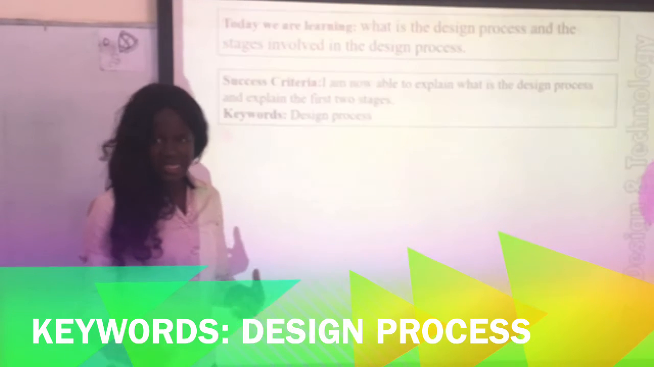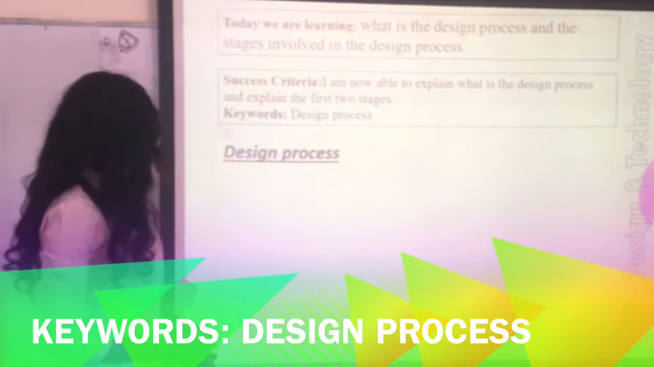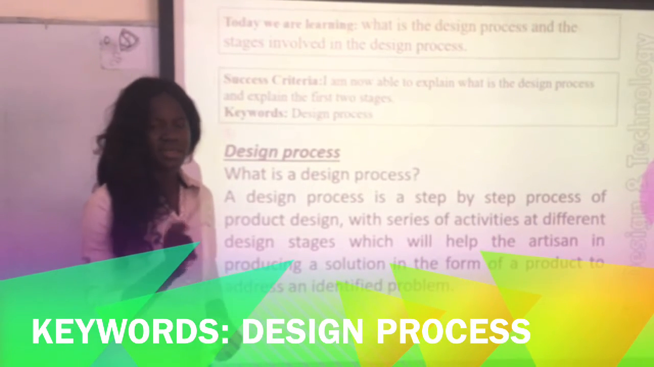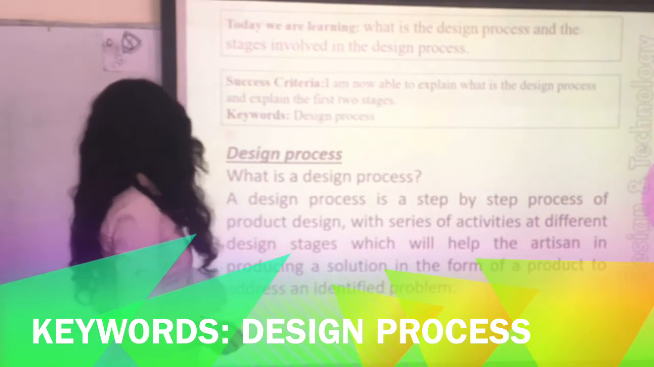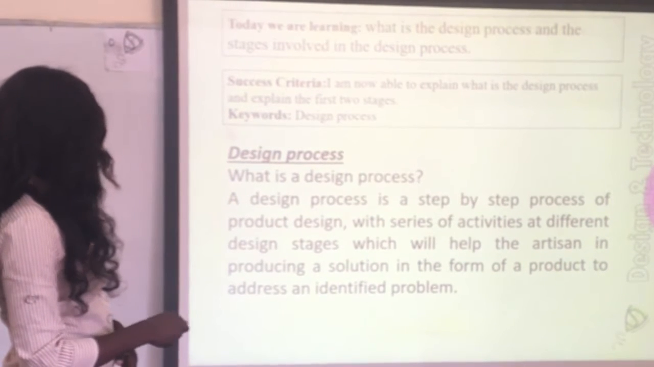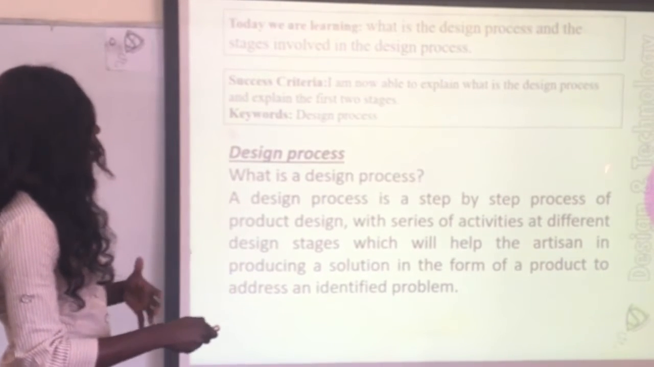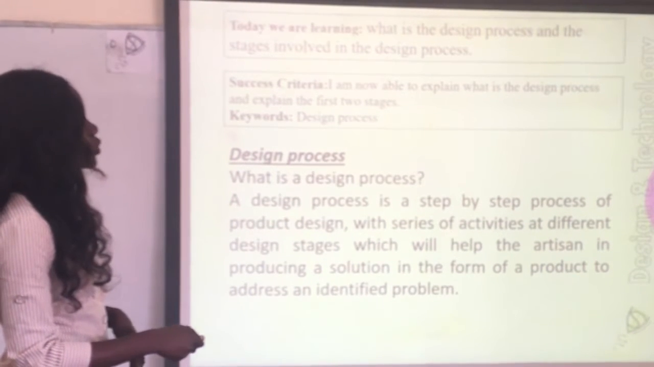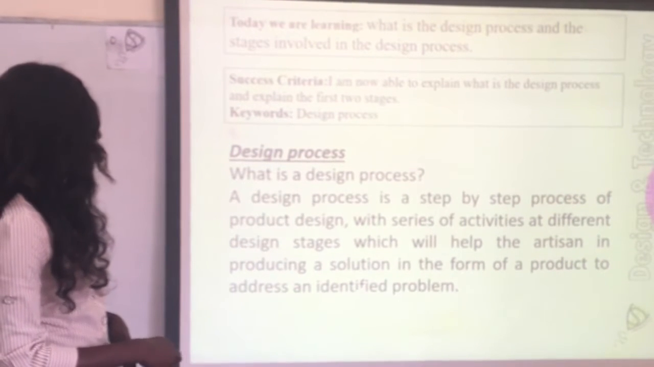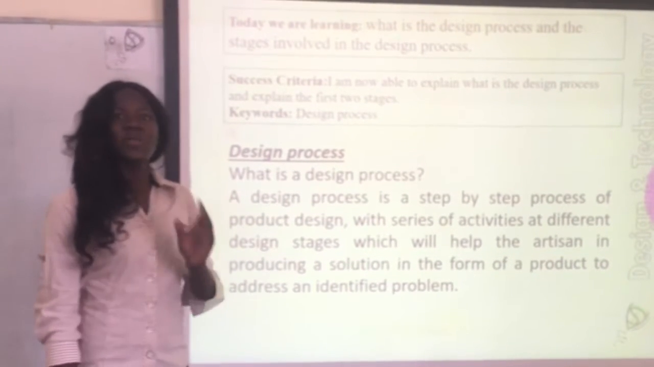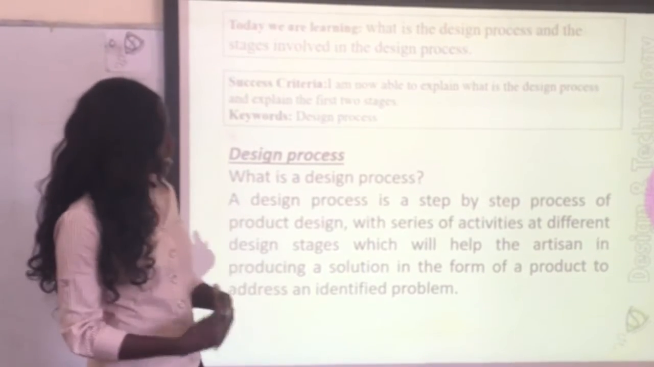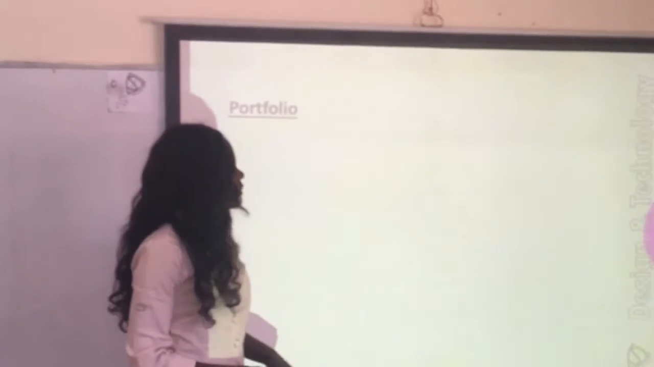Now, what is the design process? For those of us that did it in grade 9, what is a design process? Think. Okay? So we're saying a design process is a step-by-step process of product design with a series of activities at different design stages, which will help the artisan in producing a solution in form of a product to address an identified problem. Remember, in grade 9, we used to have the problem. Now this time around, we are going to see these stages, the series of activities that are taking place.